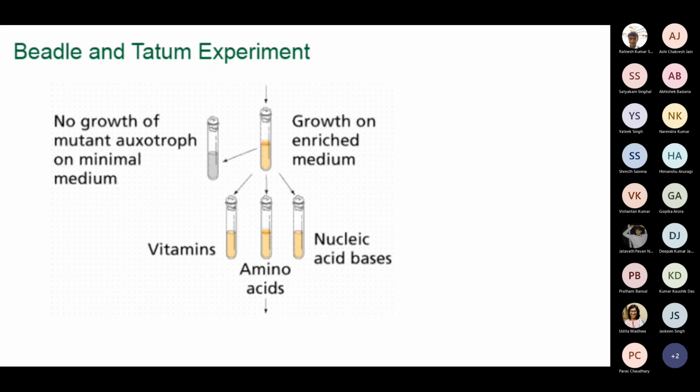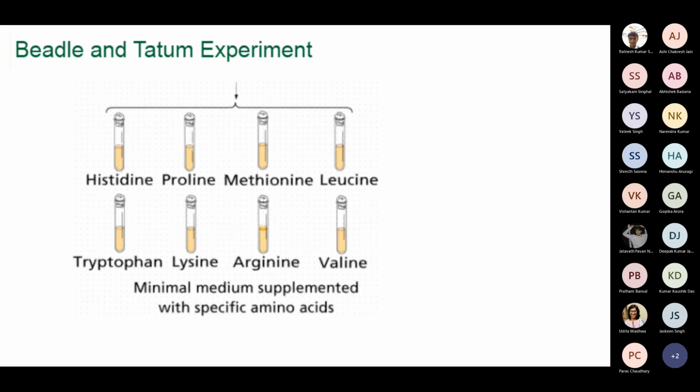Now, if you cause a mutation in the pathway inside the cell, or the gene which is making these important things for the organism, then the organism will not be able to survive. So they added and removed different kinds of amino acids from the minimal media, did these mutations, and supplemented the medium with specific amino acids.